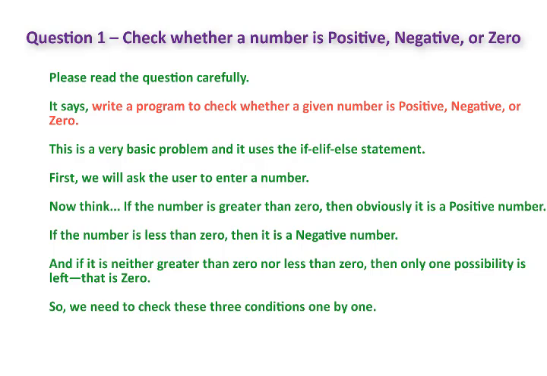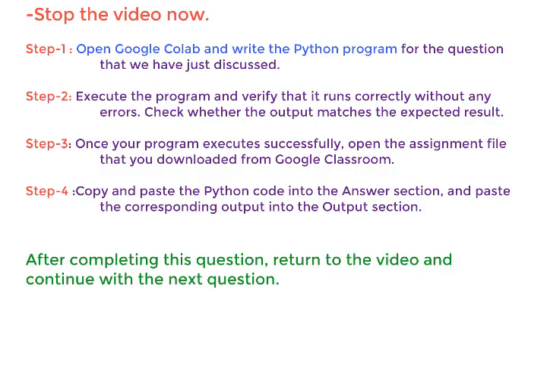First, we will ask the user to enter a number. Now, think. If the number is greater than 0, then obviously it is a positive number. If the number is less than 0, then it is a negative number. And if it is neither greater than 0 nor less than 0, then only one possibility is left. That is 0. So we need to check these three conditions one by one. Now, look at the code displayed on your screen.